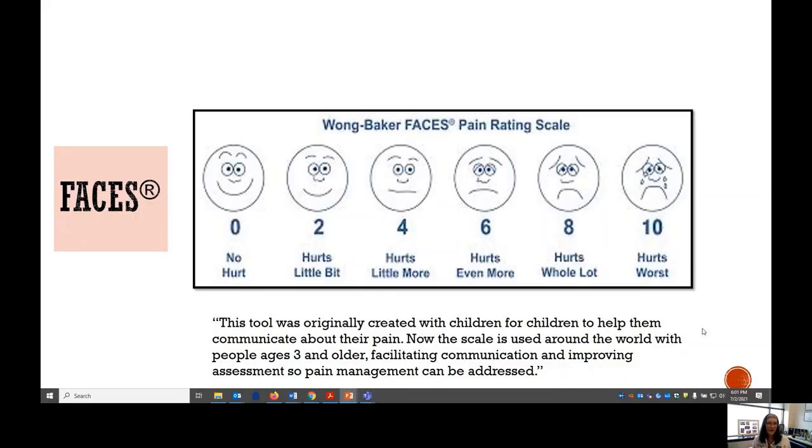And then back to our FACES scale, our Wong-Baker FACES Pain Rating Scale, from 0, no hurt, to 10, hurts the worst. Now it's good to note that this tool was originally created with children, for children, to actually help them communicate about their pain. And the scale is used around the world with people ages 3 and older, facilitating communication and improving assessment so pain management can be addressed.